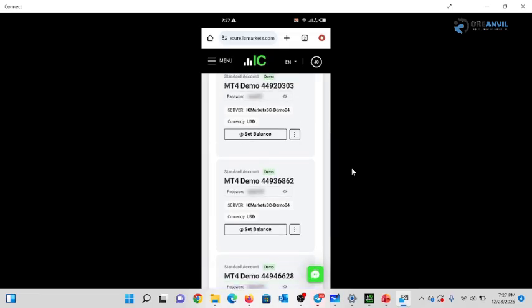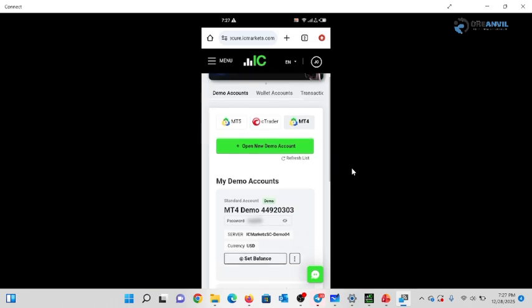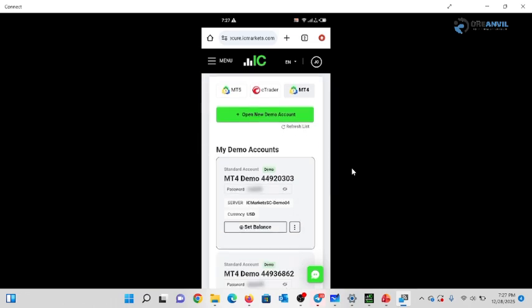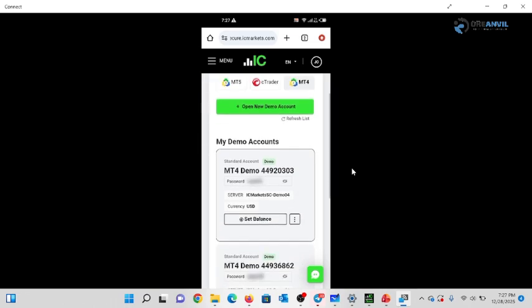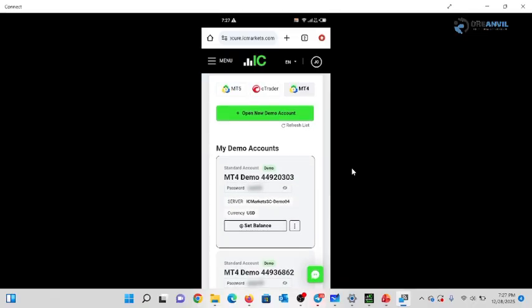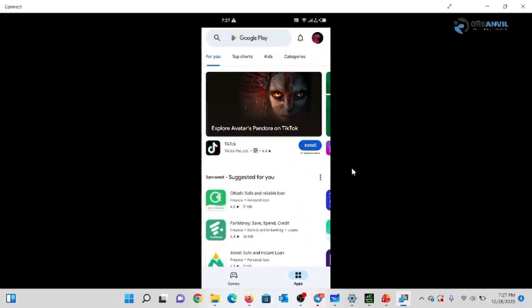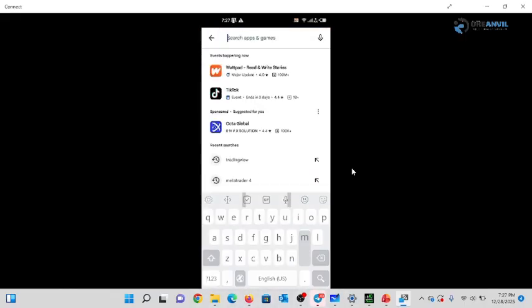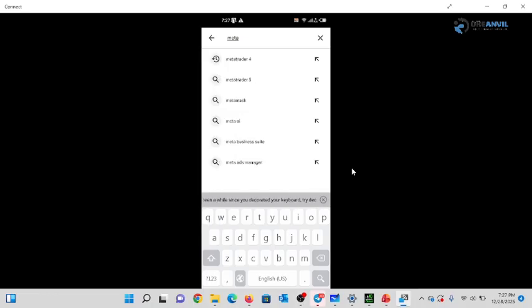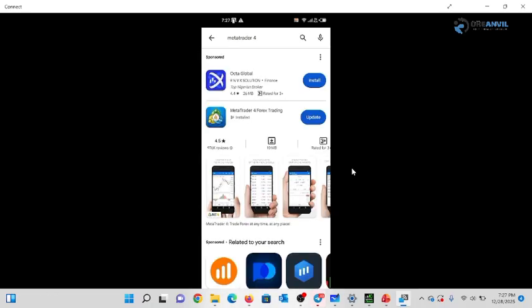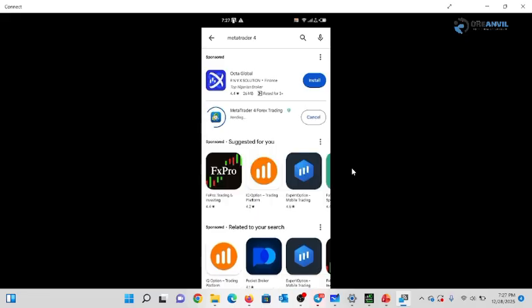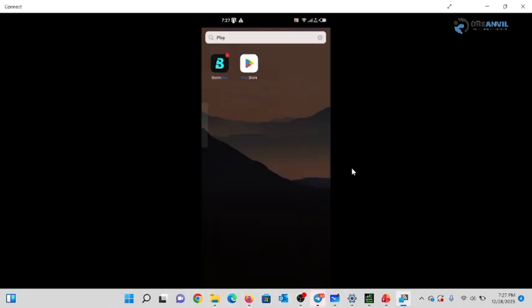So what we just did is successfully open a demo account. This is the demo account here. The next thing we need is to go to our Play Store. You search for MetaTrader 4. Look at it here, MetaTrader 4. Then you click on install. For me, I already have MetaTrader 4, so I can open it on my phone.